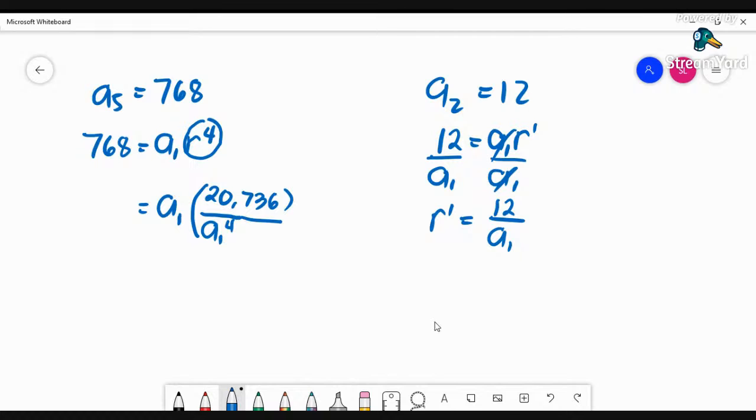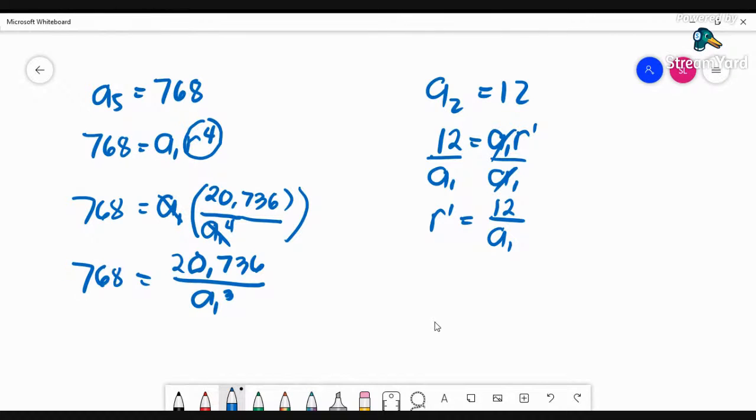12 raised to 4 would be 20,736. So we have 20,736 over a sub 1 raised to 4. Then 768, and syempre, when we simplify this, we have 768 times a sub 1 raised to 3 equals 20,736. Now, we are going to divide 768 on both sides.